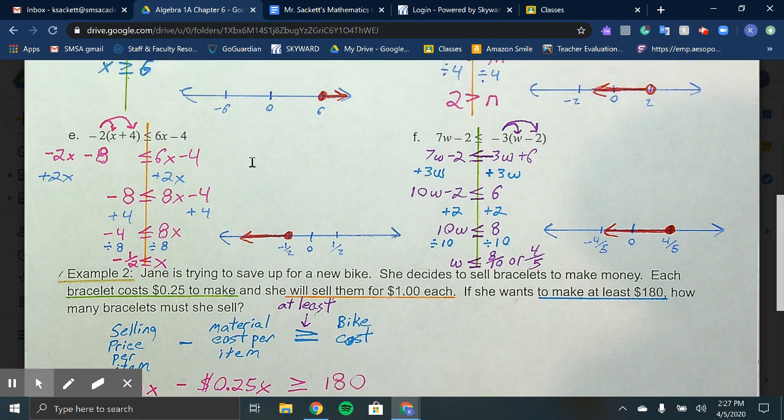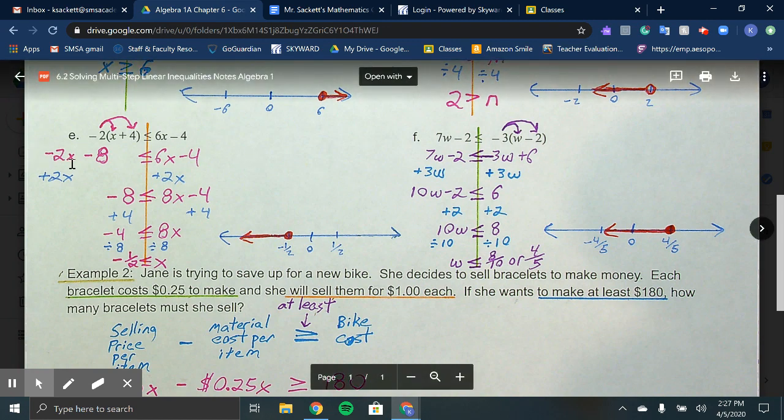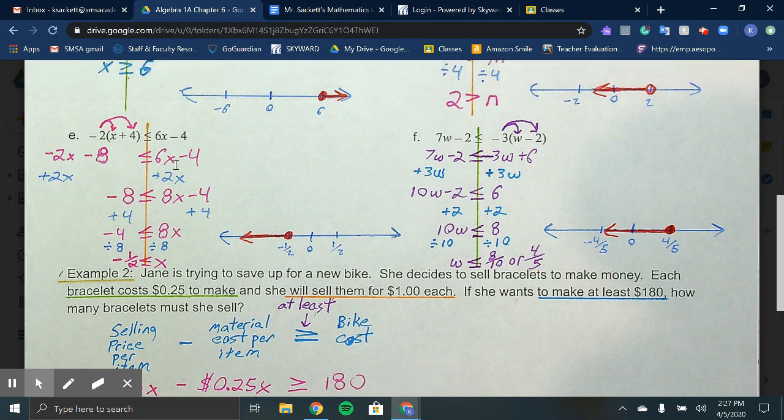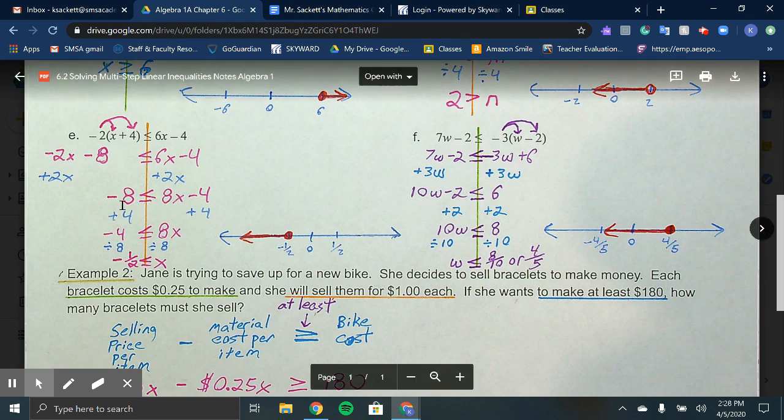Then I want to get my variable to one side. So I'm going to undo this -2x by adding 2x. Add 2x to the other side. 6x plus 2x is 8x. So we have -8 is less than or equal to 8x minus 4.